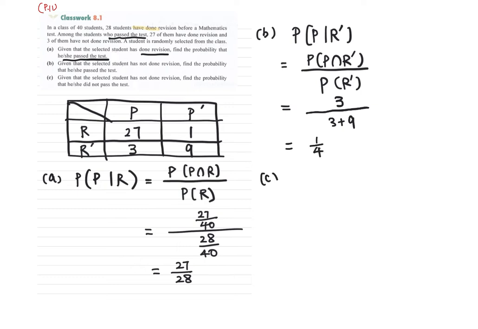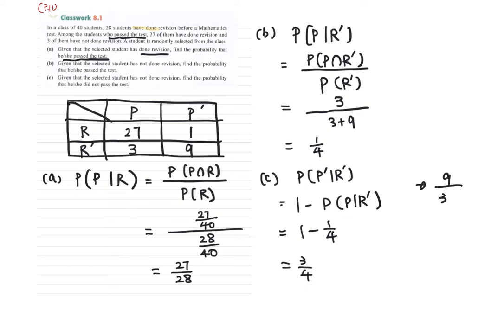Then for part C, given that she has not done the revision, find the probability that she does not pass the test. In this case, it's something like this. You can use 1 minus this probability, okay? And that's why it is 1 minus 1 over 4, then you can get 3 over 4. But of course, you can also find it as 9 over 3 plus 9. So of course, the answer is also 3 over 4.